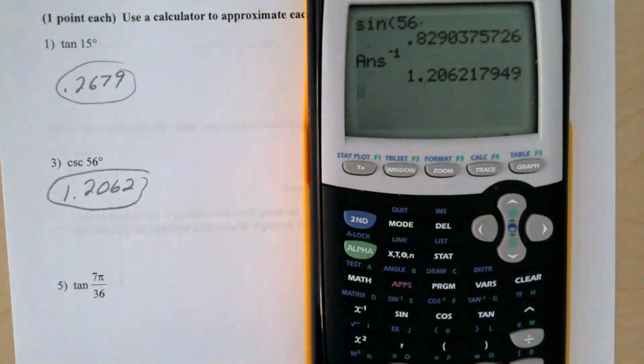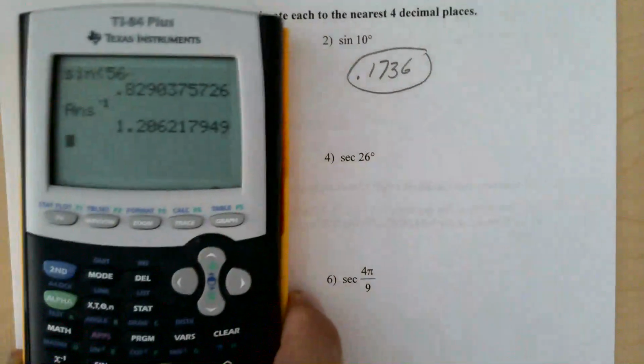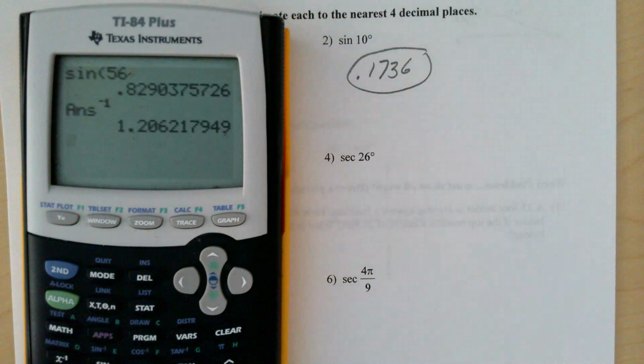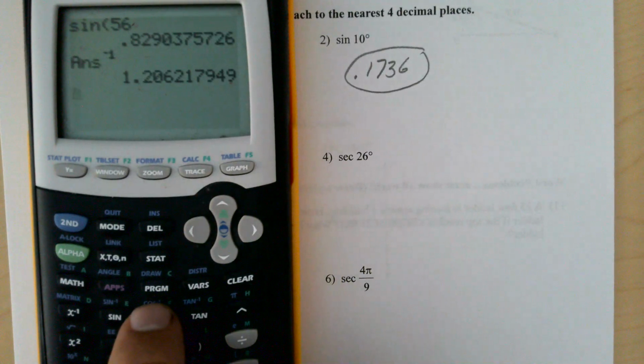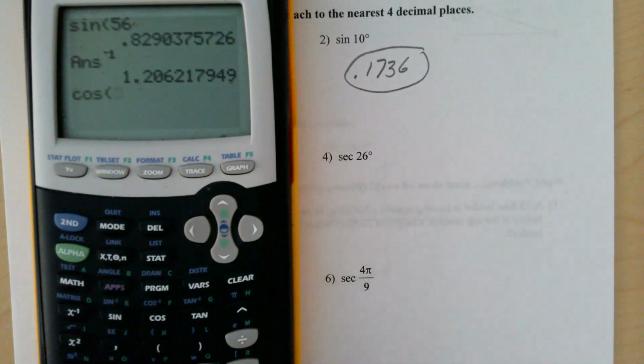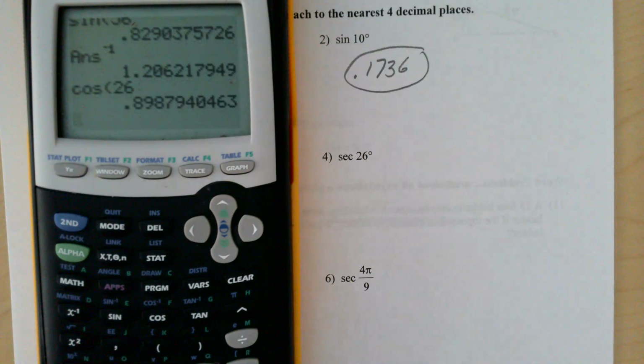And again, this was on your quiz. So I had a section like this on your quiz. So the last one is the secant. That is your cosine. So I have to hit the cosine, compare my adjacent over the hypotenuse, which in this case, 26 is going to give me a 0.89, and so on.